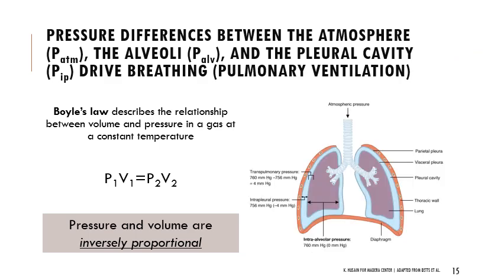So we see those differences in pressure on this diagram here. You can see things like transpulmonary pressure, intrapleural pressure, alveolar pressure, and that 760 millimeters of mercury, that's what that mmHg means. That's going to be an important number that we'll talk about consistently.